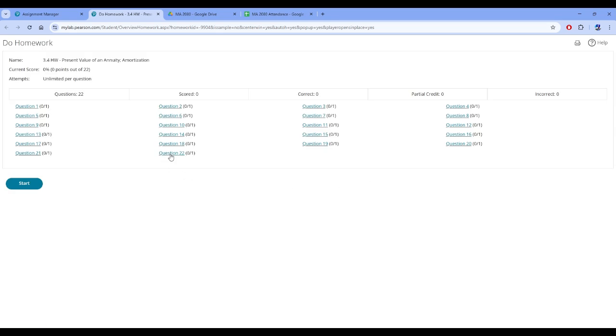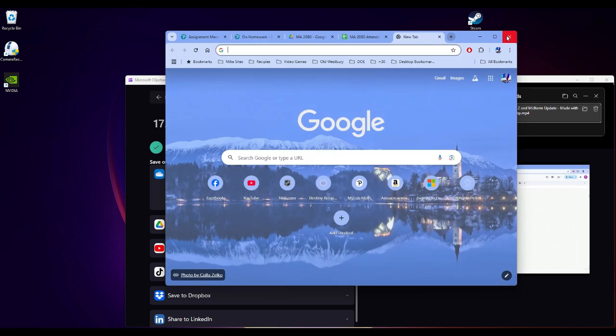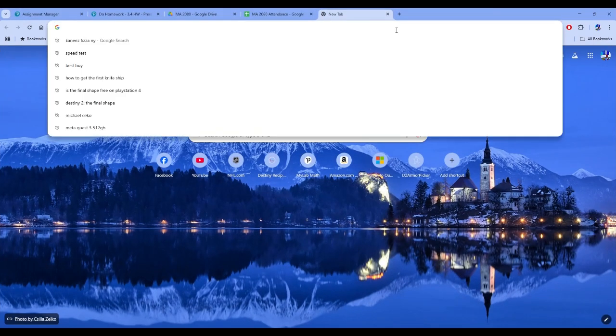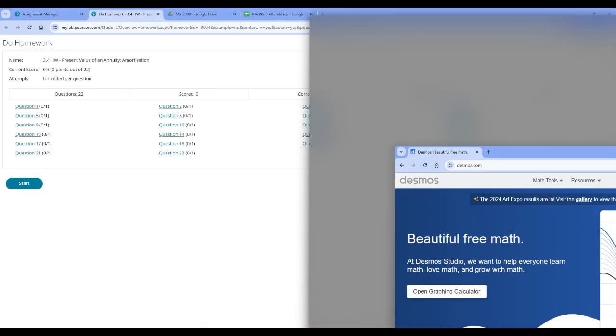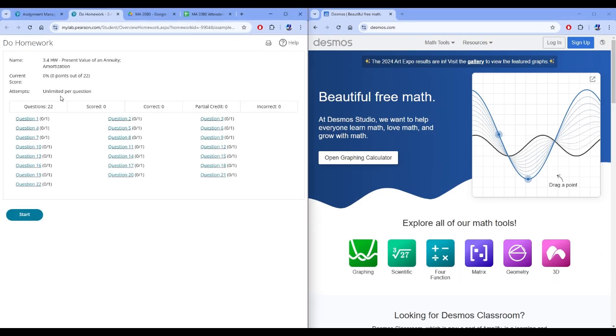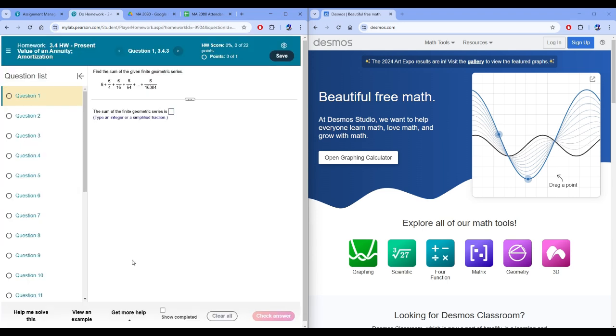All right, and it seems we have 22 questions. So let's get started. I need a new tab, open that up, there we go. And I'm definitely going to need Desmos. Now that I have Desmos, let's bring this over here and bring that over there. All right, here we go. Question 1, let's take a look at the textbook and see the critical information that we're going to need.